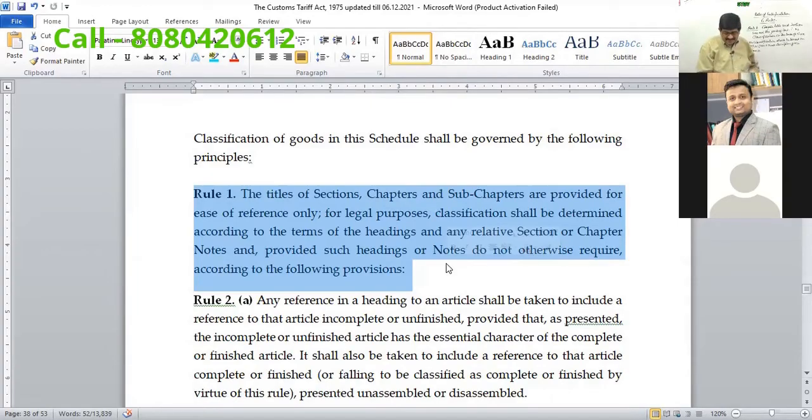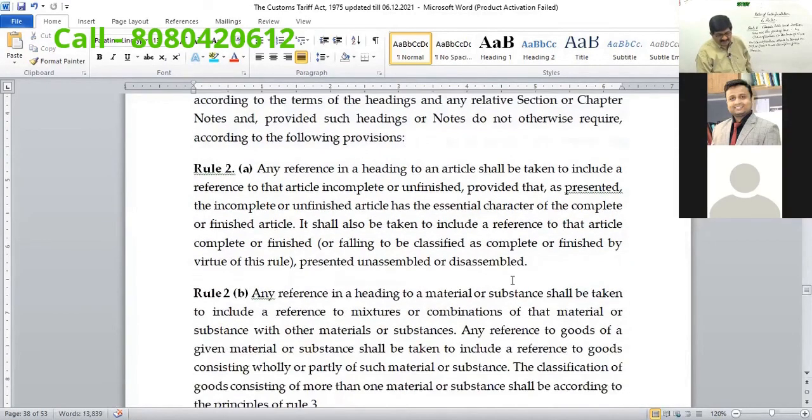What is the heading of chapter number 73? Articles of iron and steel, right? So you do not go on the basis of the chapter or section title. Go into more details. It should be based on the heading, subheading, etc., and the description given therein, unless some other details are given. Unless otherwise given means we will refer to rule number 2 and rule number 3.